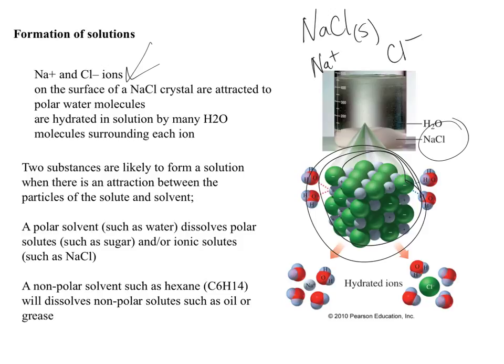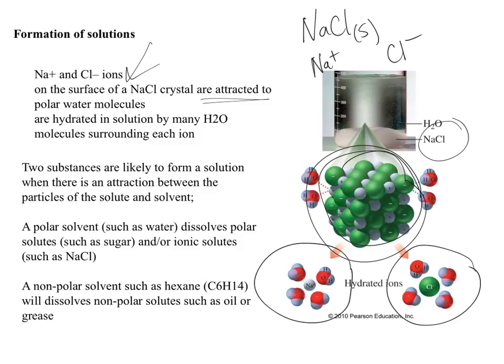When you drop them into a liquid polar solvent like water, as it talks about right here, the ions are attracted to the polar water molecules. It's hydrated in solution by many, many water molecules per every one ion. So for instance, this is what happens. You drop a sodium chloride chunk into water, and the water molecules get so excited.